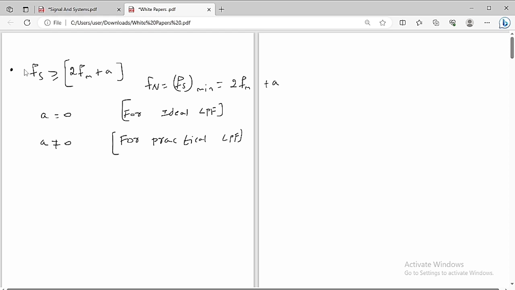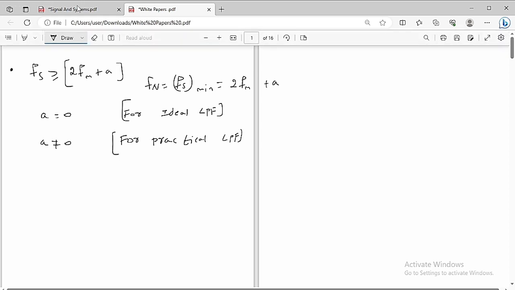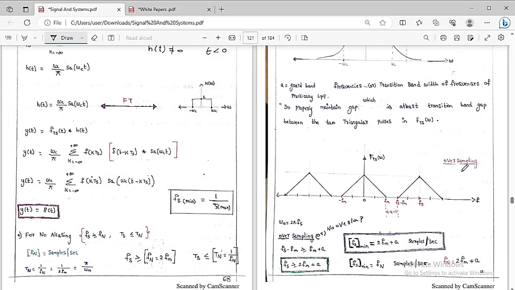So a is equal to 0 for the ideal low pass filter and a is not equal to 0 for the practical low pass filter. Finally, I can say that the sampling frequency should always be greater than or equal to 2 times (the maximum signal frequency plus a). And here the Nyquist frequency, the minimum sampling frequency, is equal to 2 times (fm plus a). Again, a is equal to 0 for the ideal low pass filter and not equal to 0 for the practical low pass filter. These things you always have to keep in your mind.